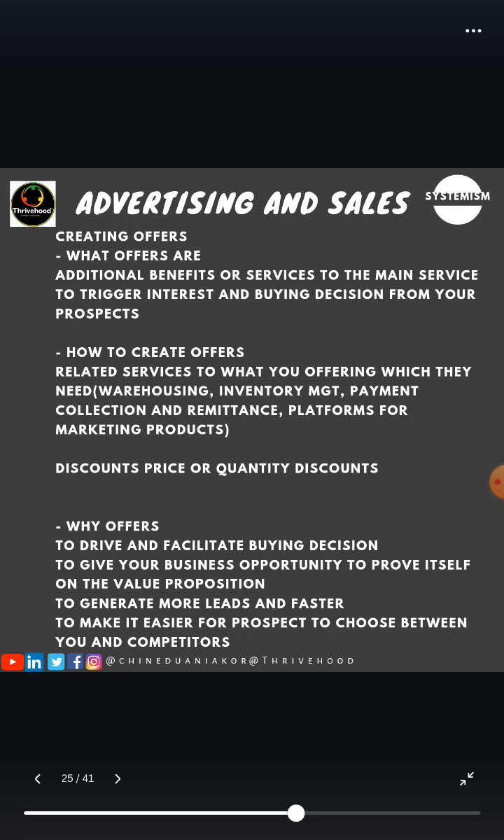Then another way to create offers is what we call discounted price or quantity. You could create an offer and tell them that for the first three deliveries they could get it at 1,000 naira, but normally those deliveries would be maybe 4,000 or 5,000. You are telling them, sign up with us now: your first three deliveries are 1,000 naira, or you get one free delivery after your first three deliveries. Are you getting me? That's what we call quantity discount and price discount.